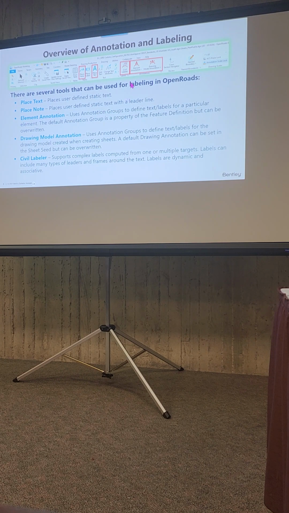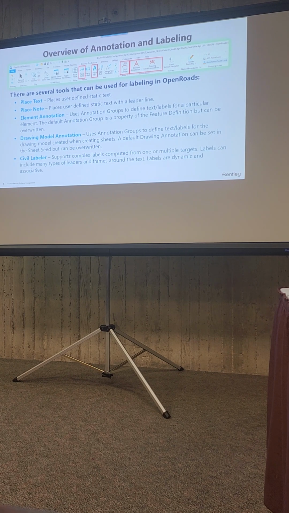And then the other ones that I skipped over are the element annotation and drawing model annotation. These are our automated annotation options. So if you're doing drawing model annotation, it's really in the name. It says drawing model, but you can also do this in your design model if you want to do a plan grid. But really, it's going to be model annotation.